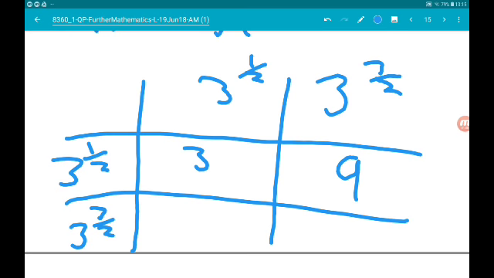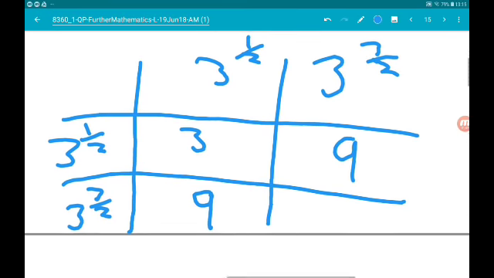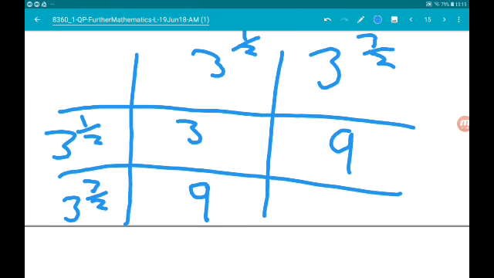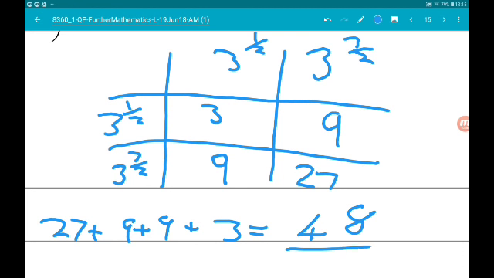So then we get exactly the same down here, and then bottom right, 3 to the 3/2 times 3 to the 3/2 is 3 to the 6/2. 6/2 is 3, so we got 3 cubed, which is 27. So we've got 27, add 9, add 9, add 3. Now that is going to give us 48.